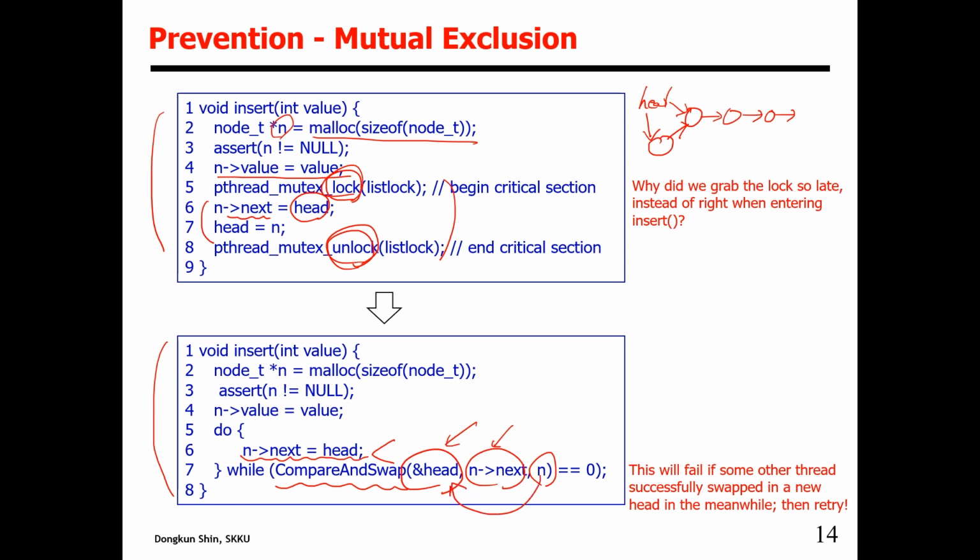But this code will fail if some other thread successfully swapped in a new head in the meanwhile. Then in this case, this thread must retry this add operation, the insert operation. So using compare and swap, we can eliminate this critical section code, and using a simple atomic instruction, we can implement the atomic insert operation.